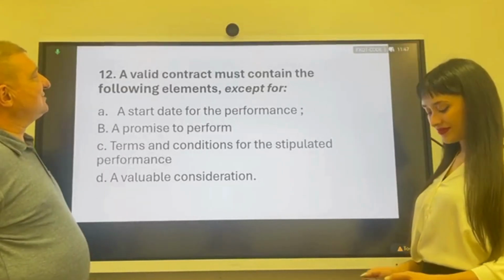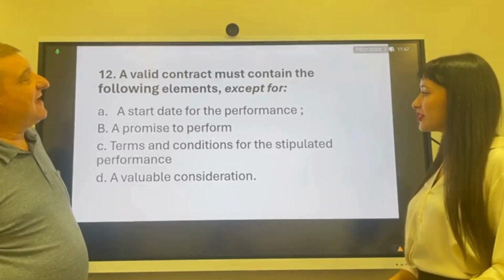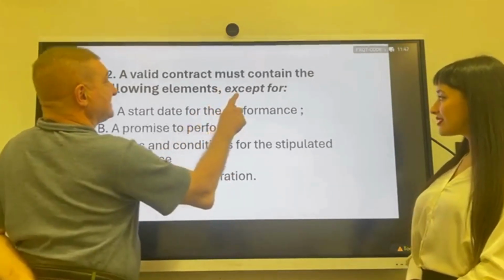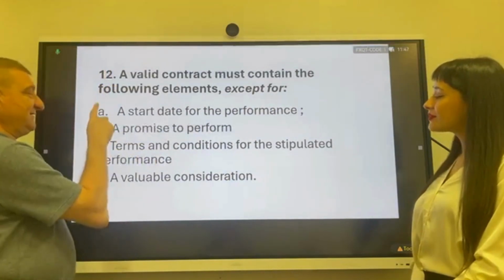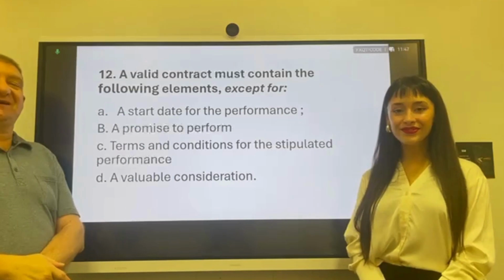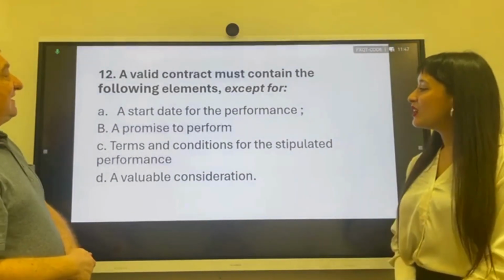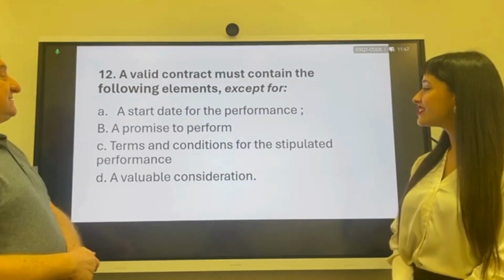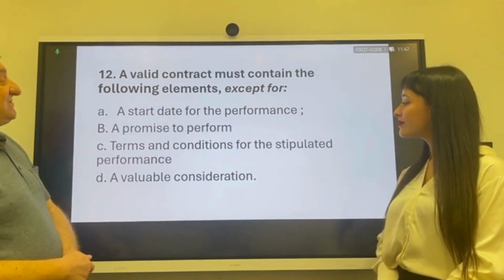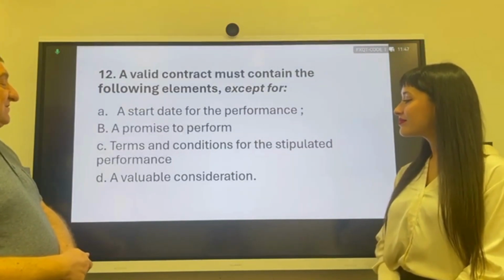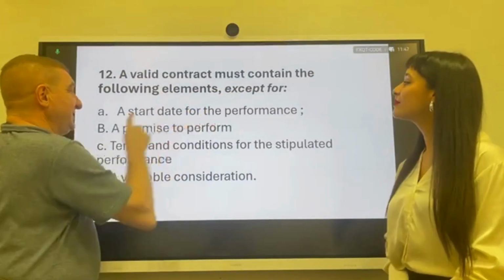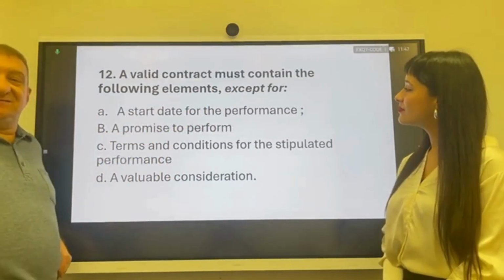Alright, question number 12. A valid contract must contain the following elements, except for, which means 3 are correct and 1 is incorrect. A start date for the performance, a promise to perform, terms and conditions for the stipulated performance, or valuable consideration. Now again, which one of these is not necessary?